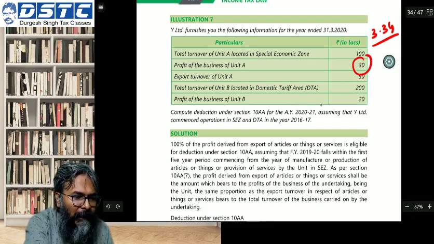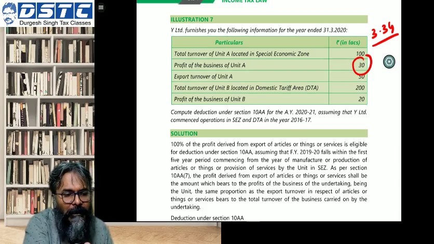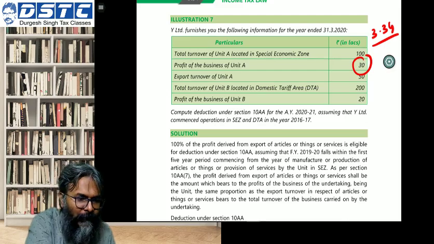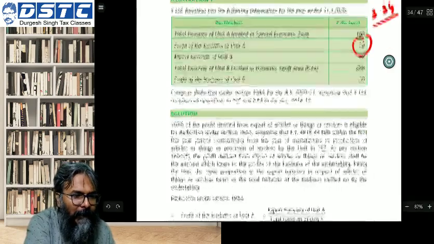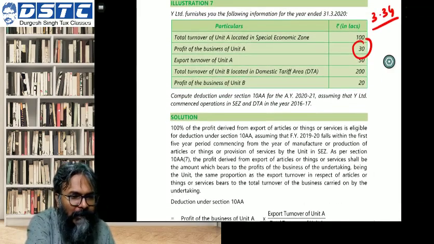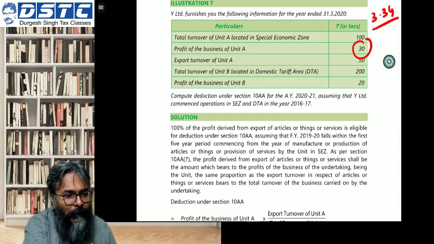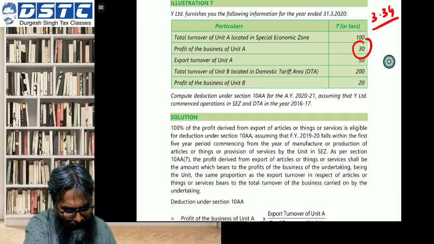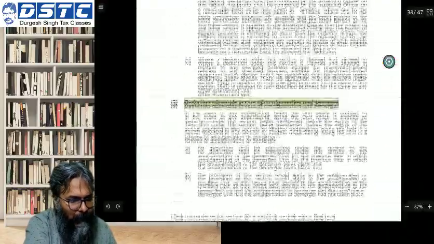Compute deduction under 10AA, assuming that Y Limited commences operation in 1617. So students, which year is this? 1617 was the first year, 1718 second, 1819 third, 1920 fourth year. So this is the fourth year of the operation and therefore 100% of the qualifying amount, and the qualifying amount will be the profit, which is 30, into the export turnover of Unit A divided by the total turnover of Unit A. I think it was the same question that we all did, isn't it? Same question. Can you get the answer quickly?